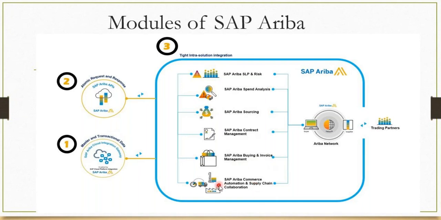Then we have the other latest one, which is known as Ariba SCC, the supply chain collaboration. This is a separate tool altogether from Ariba, where if the buyer wants to maintain the entire data at one place, PO, invoices, GRN, all that can be maintained through this supply chain collaboration tool.